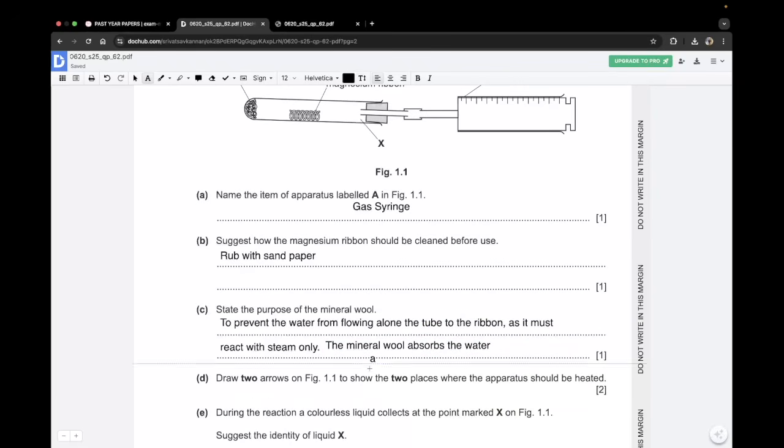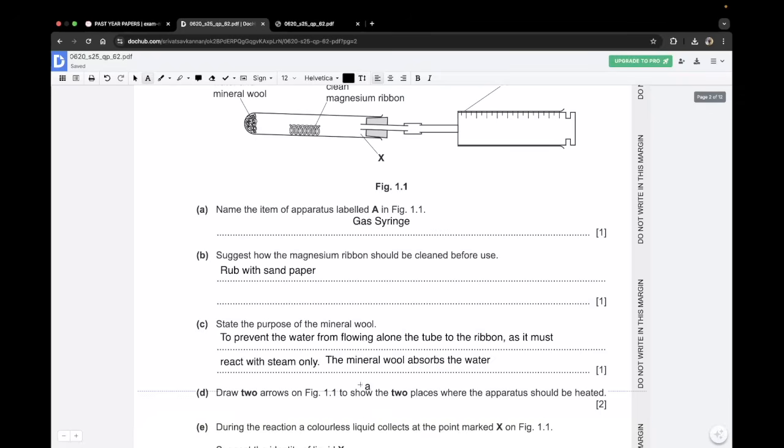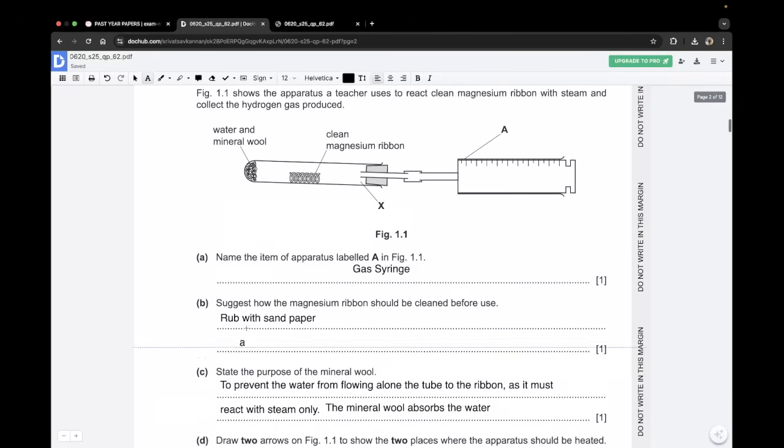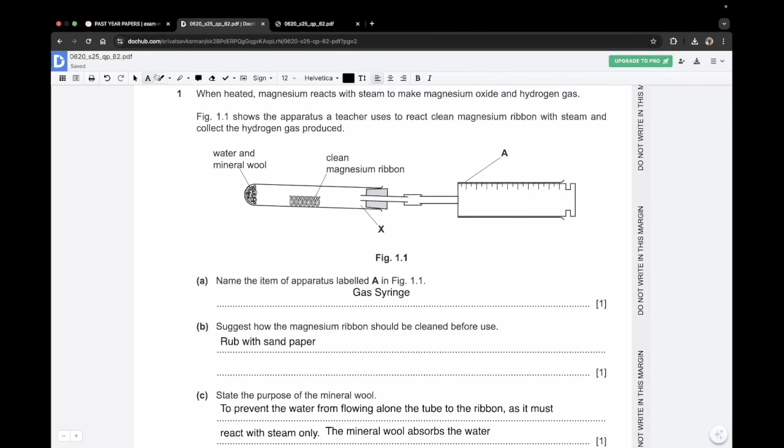Alright, so now they want to know where the apparatus should be heated. So you may have gotten a hint from the previous question, right? We have the liquid water right here. We want it to turn to steam. So one of the arrows will be over here in order to turn this into steam. Now, the reaction will be quicker if we also heat the actual magnesium ribbon, which is because the reaction will be taking place over here. So heating over here as well is definitely needed because a higher temperature is a higher rate of reaction, right?